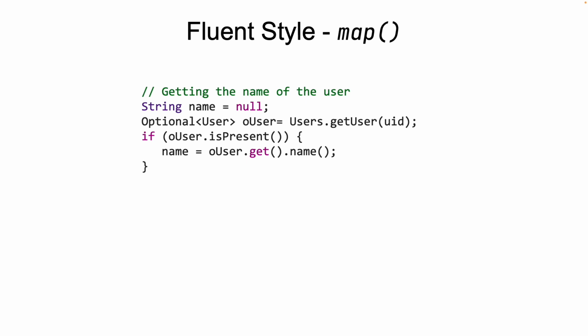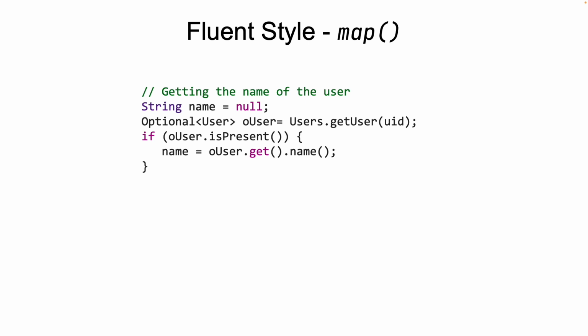The map method translates the optional of one type to an optional of another type. Now look at the code on the screen which extracts the name of the user in an imperative style. That's using a typical if statement. In the code on the screen, we are getting the user object for the user ID UID and then extracting the name of that user.